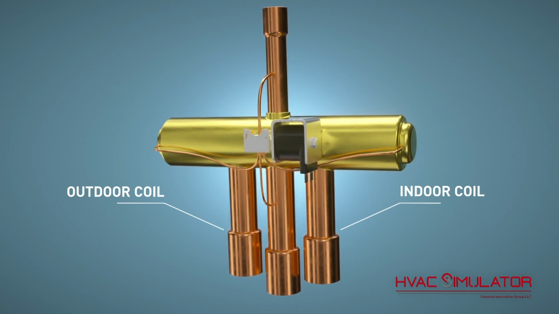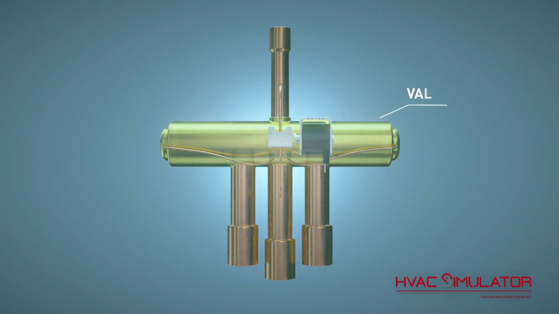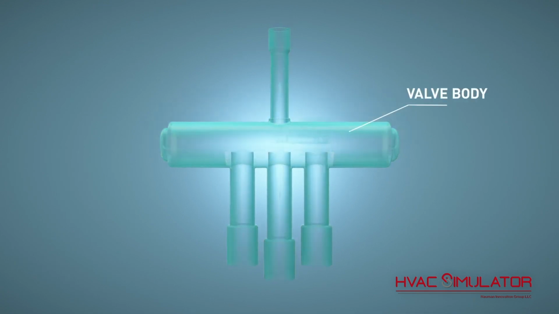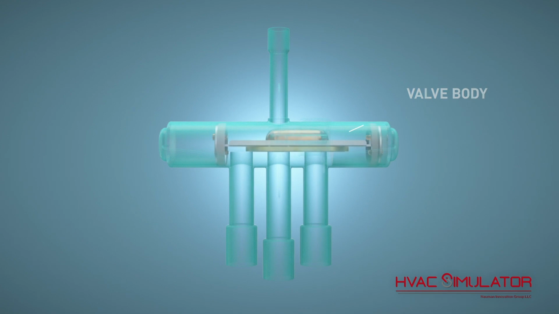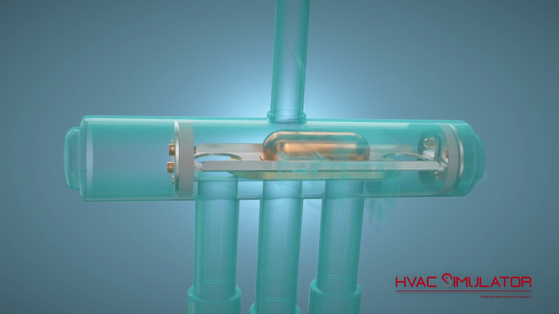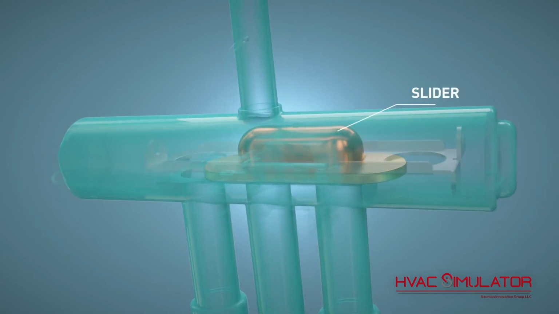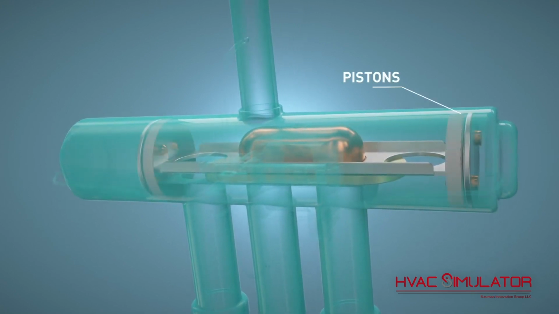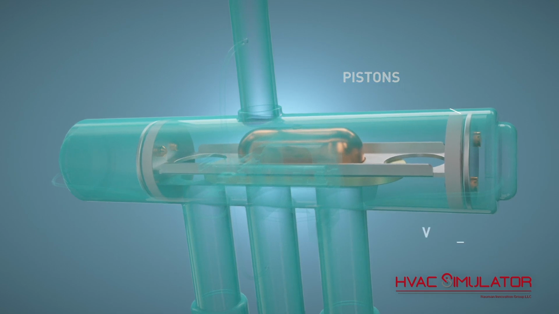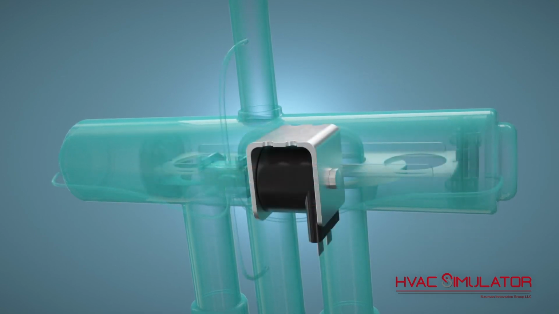The components of the reversing valve are the valve body, which is the main housing of the reversing valve. It contains various internal components and passages that control the refrigerant flow. Inside the valve body is a sliding mechanism that moves to change the flow of the refrigerant. The slider sits in the support frame, and pistons form a tight seal against the valve body. The valve seat forms a tight seal with a gasket on the bottom of the slider.